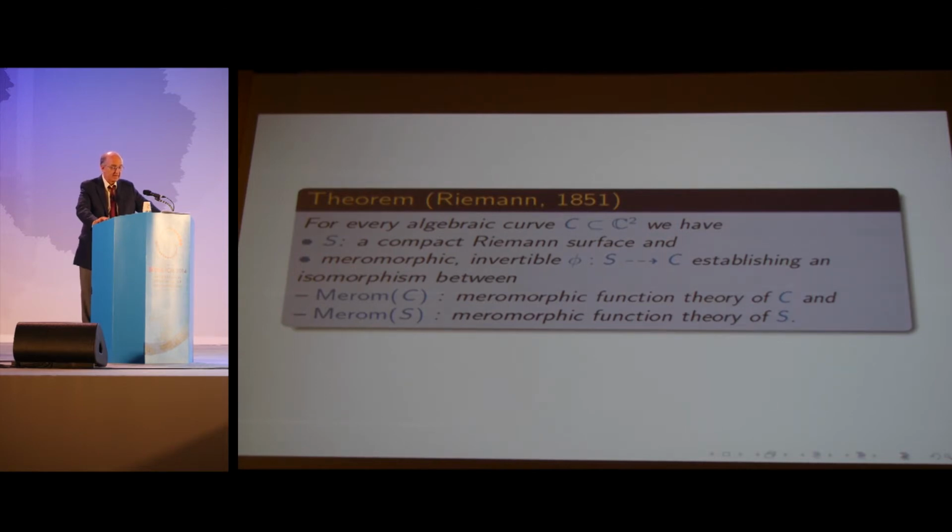And so Riemann says that there's a compact Riemann surface. One simplification is that here we ended up with a compact object, which will be very, very helpful in the future. And the other is that he removes the singularities, so that the compact Riemann surface locally looks just like C. So the singularities are removed and we compactify the object. And moreover, as an extra bonus, this compact Riemann surface is unique, and there's a meromorphic and invertible map phi between the curve C and this compact Riemann surface S, which establishes an isomorphism between the meromorphic function theory of the algebraic curve C and the meromorphic function theory of the compact Riemann surface S.